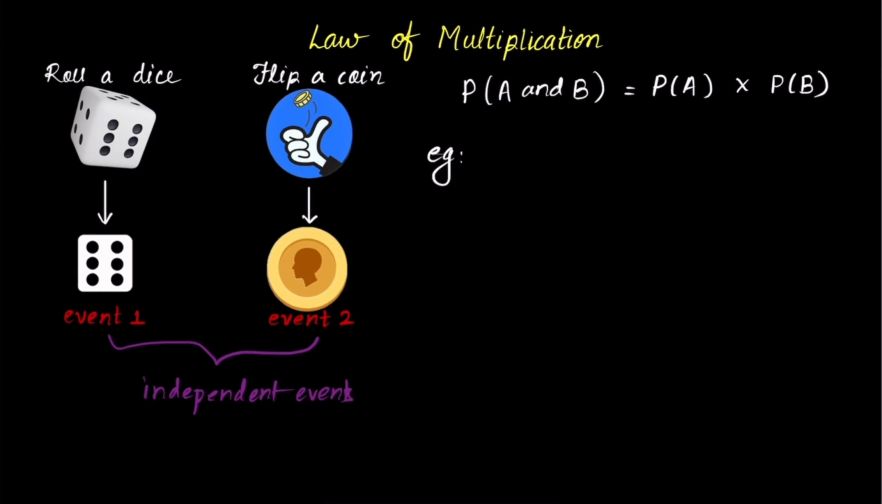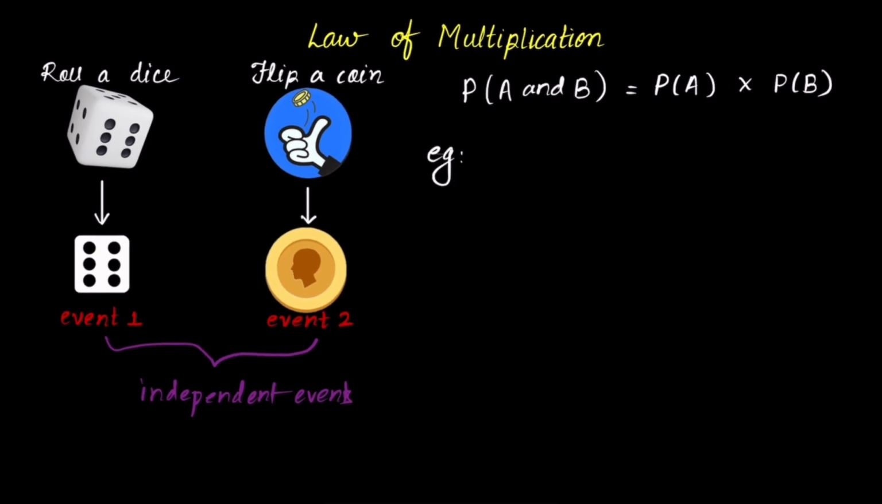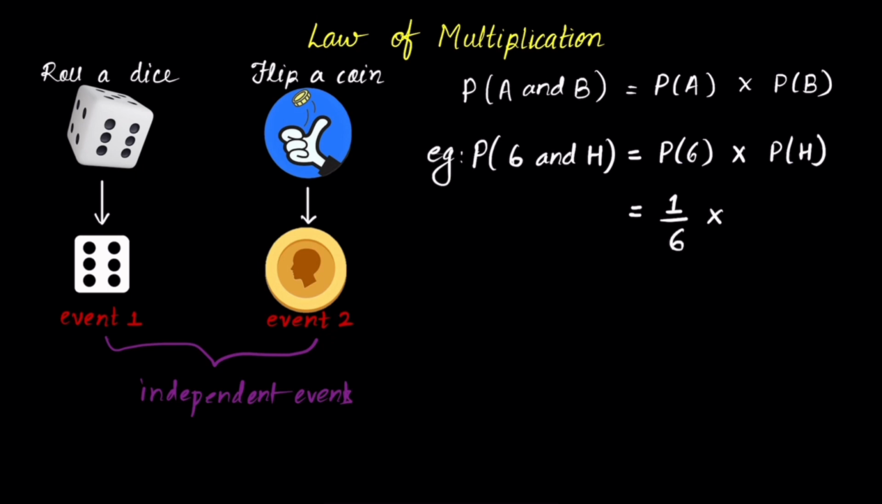For example, let's say upon rolling a dice, you get a 6, and upon flipping a coin, you get heads. So, what is the probability of getting 6 on the dice and heads while flipping a coin? It is equal to probability of getting 6 on the dice times the probability of getting heads after flipping a coin. The probability of getting a 6 is 1 by 6, your general formula for finding probability, and heads is always 50%, 1 by 2. This will give you 1 by 12.